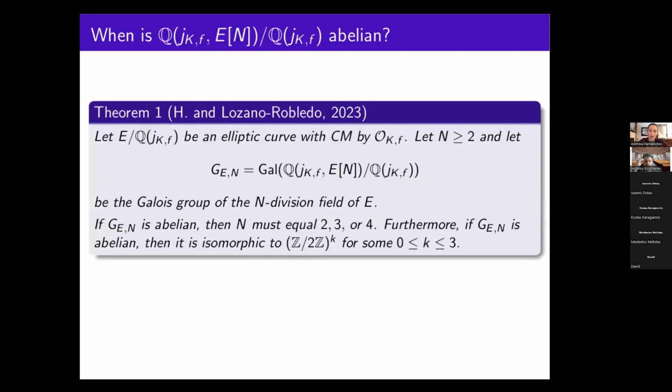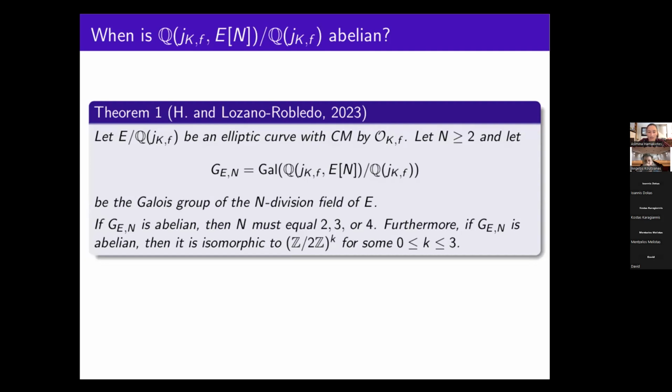So this is our main result summarized. Let's take an elliptic curve over Q(j_{K,f}). This is an elliptic curve with CM by O_{K,f}, and n greater than or equal to 2. We're going to define G_{E,n} to be the Galois group of the n-division field of E. If G_{E,n} is abelian, then n must be 2, 3, or 4. And if it is abelian, then it's going to be isomorphic to (Z/2Z)^k, where k ranges between 0 and 3.